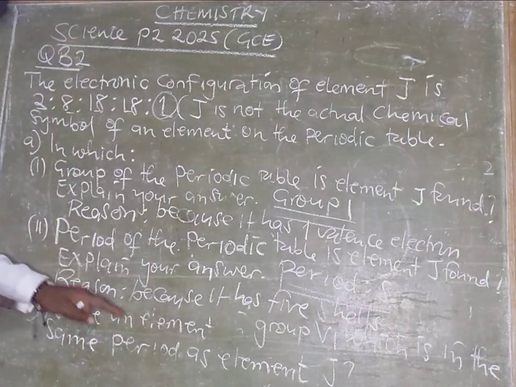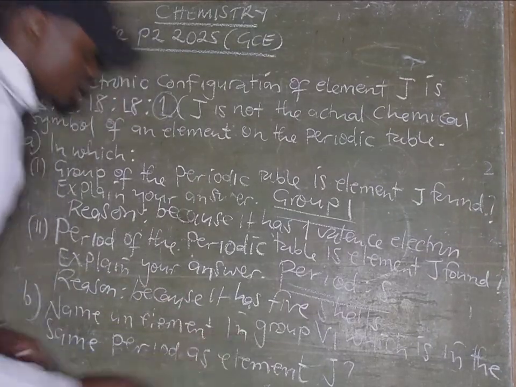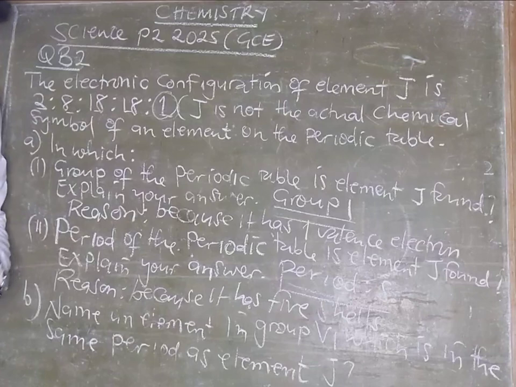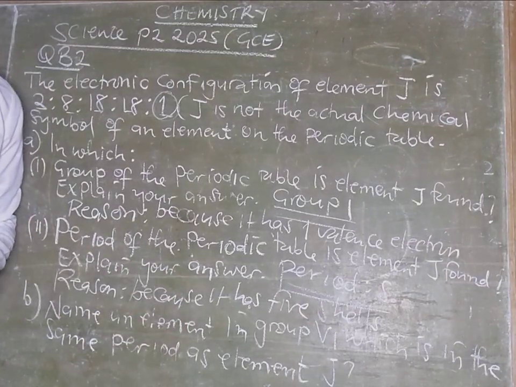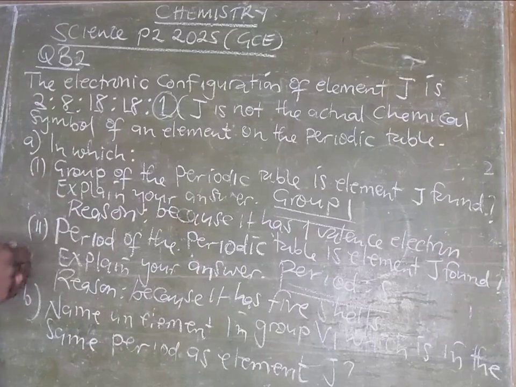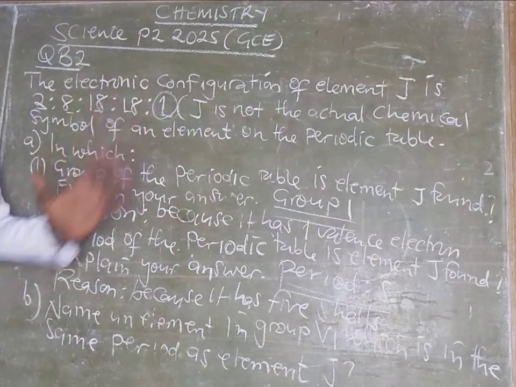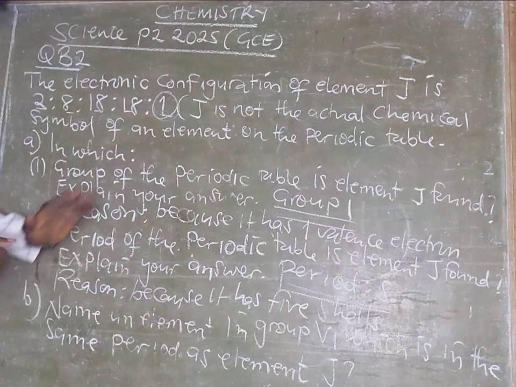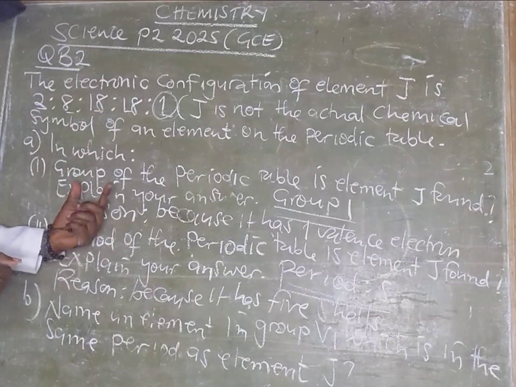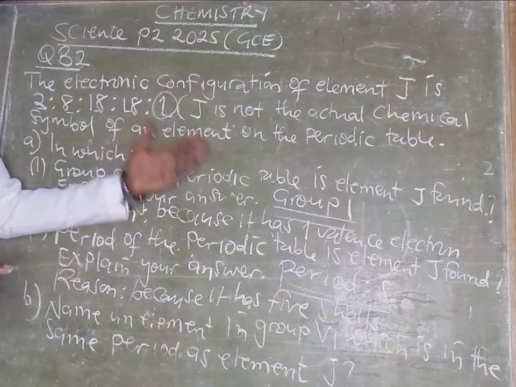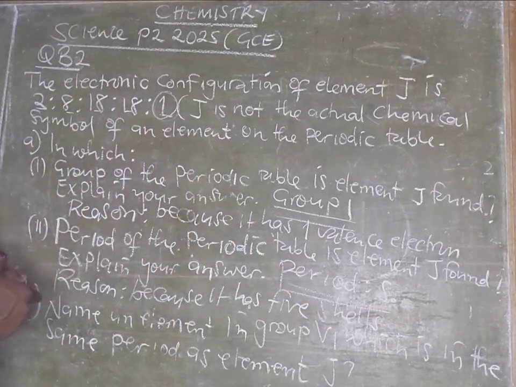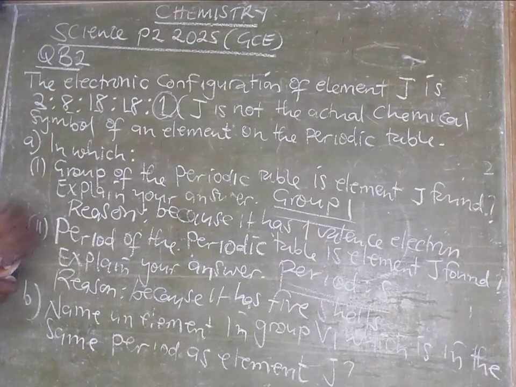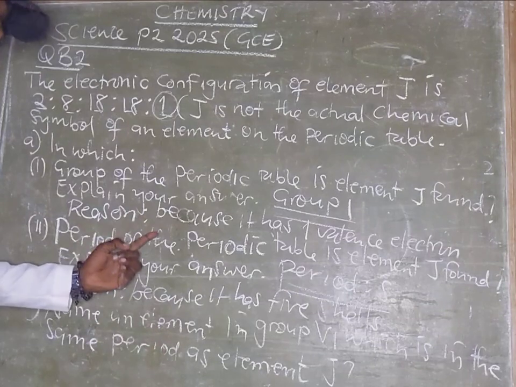Okay, name an element in group 6 which is in the same period as element J. So when you go on the periodic table, you check group 6 there. Group 6 is where we have oxygen, coming down. We concluded in the previous answer that this element belongs to period 5. So now they want us to find another element which is in group 6, yet is in the same period as this element J.